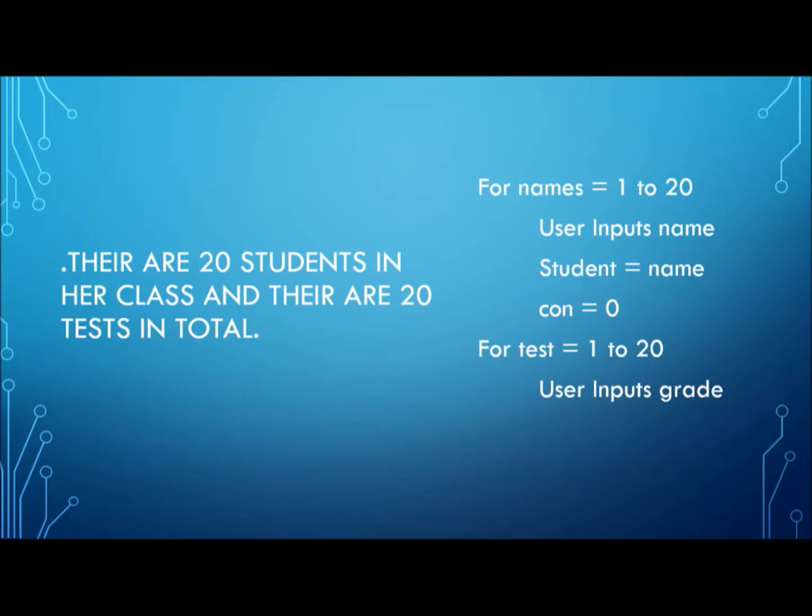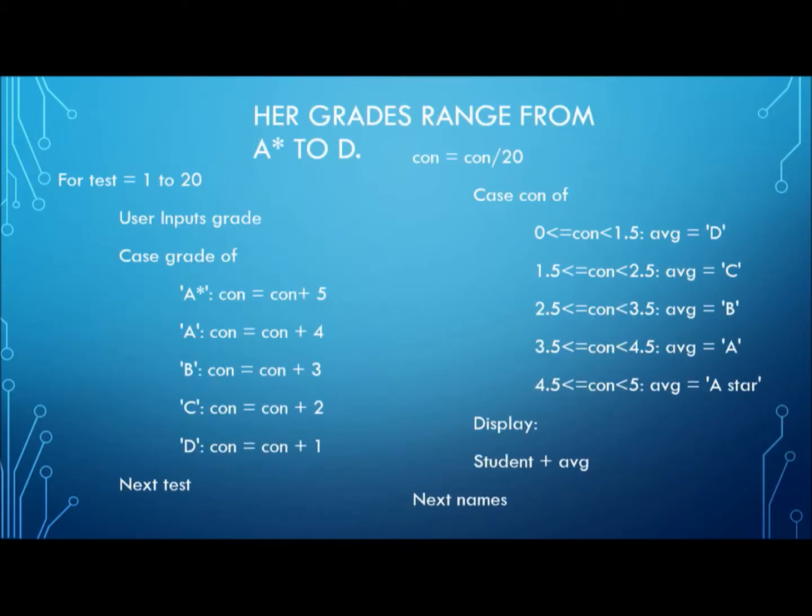So as I said before, we have two for to next loops. One is names, one is test. So this is the first 3 lines of the coding after we initialize the variables. So we have the user inputs name and student is equal to name. We don't need to initialize name because name is always overwritten. It does not need to be saved. And con is equal to 0.